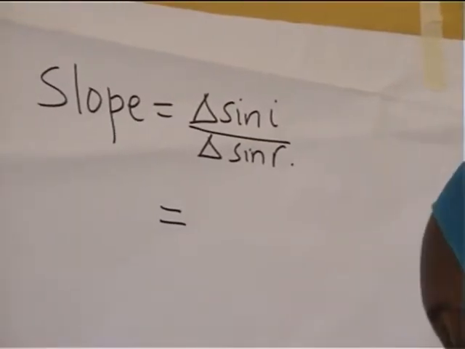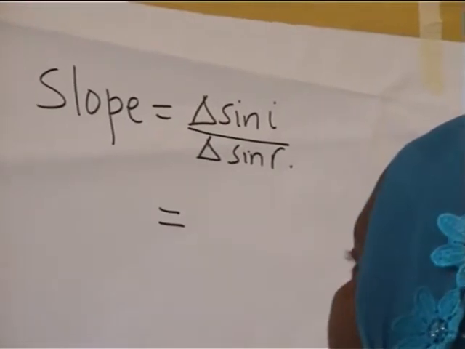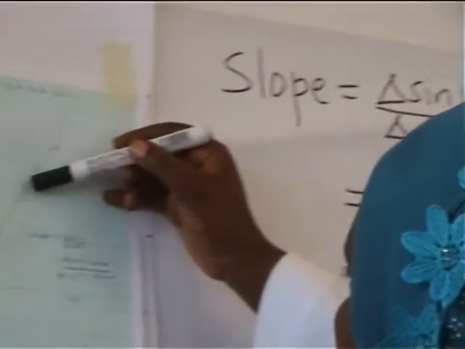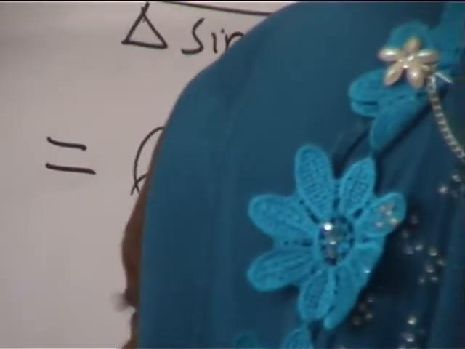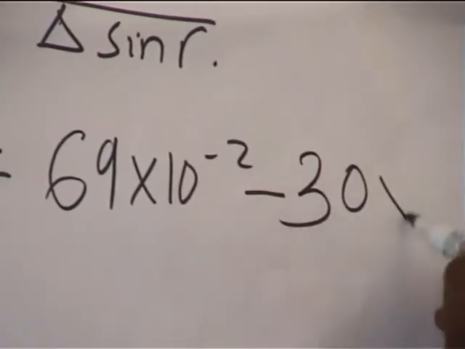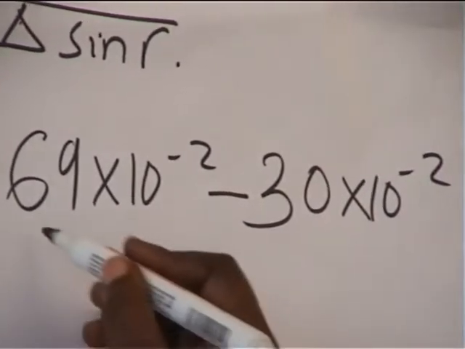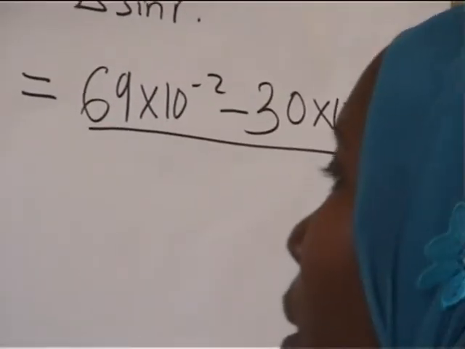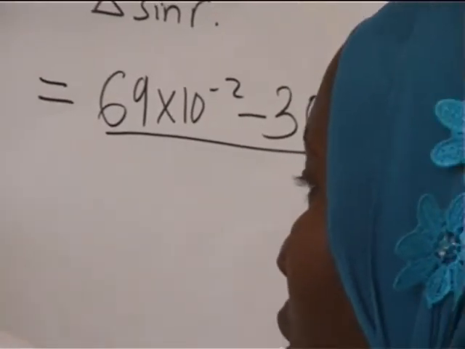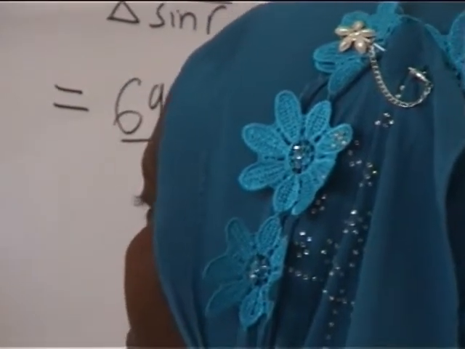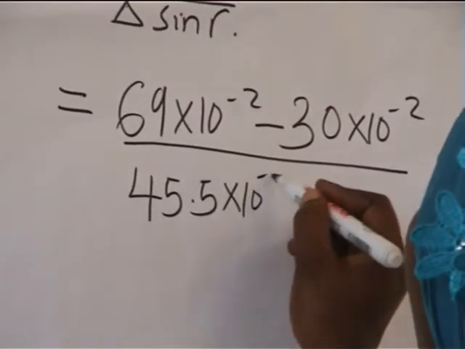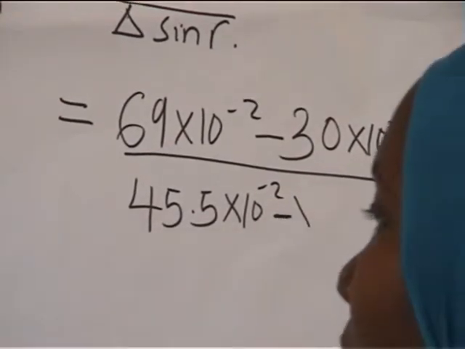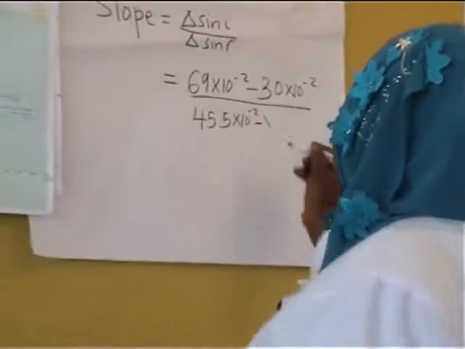From the graph, change of sine i is (69 times 10 power negative 2 minus 30 times 10 power negative 2), divided by change in sine r, which is equal to (45.5 times 10 power negative 2 minus 20 times 10 power negative 2).